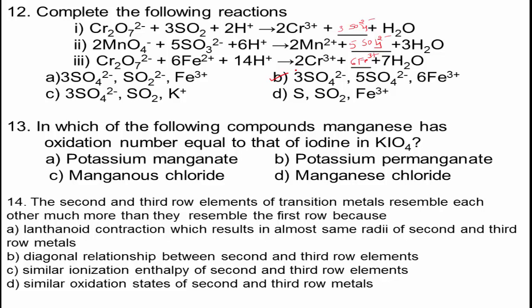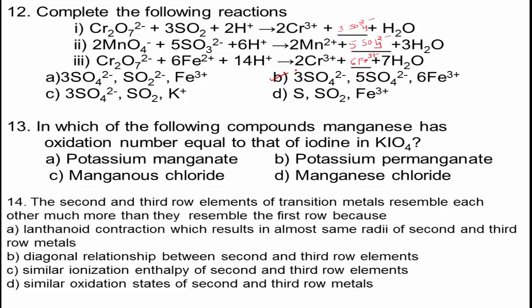Next, question number 13. In which of the following compounds does manganese have an oxidation number equal to that of iodine in KIO4? See the question once again. Options are given: option A potassium manganate, option B potassium permanganate, option C manganese chloride, and option D manganese chloride.